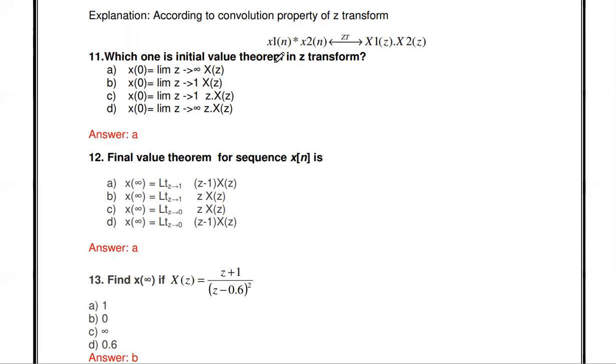The initial value means the value of x of n at n equal to 0. The initial value is calculated using the formula x of 0 equal to limit Z tends to infinity of capital X of Z. This is the initial value theorem, so just remember it. All these theorems, the properties of Z transform, we already discussed in many videos posted in the 4th unit.